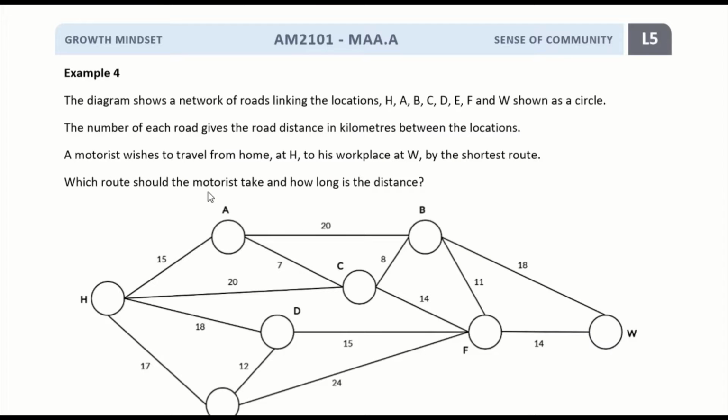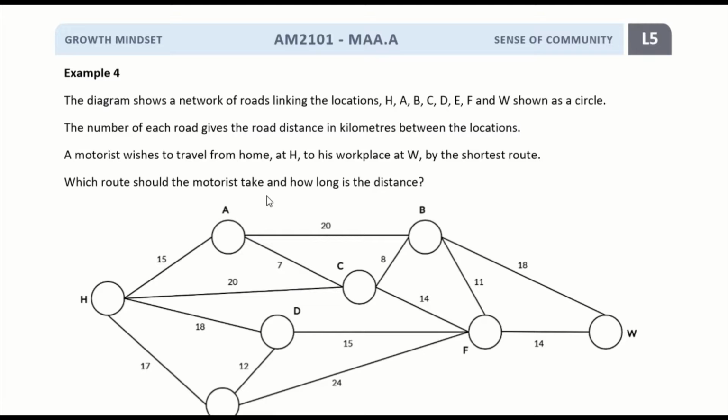Okay, last question. The diagram shows a network of roads linking the locations H, A, B, C, D, E, F, and W, shown as a circle here. The number on each road gives the road distance in kilometers between the locations. So this indicates the distance between every location here. A motorist wishes to travel from his home at H to his workplace at W by using the shortest road. So which is the road that the motorist should take and how long is the distance?